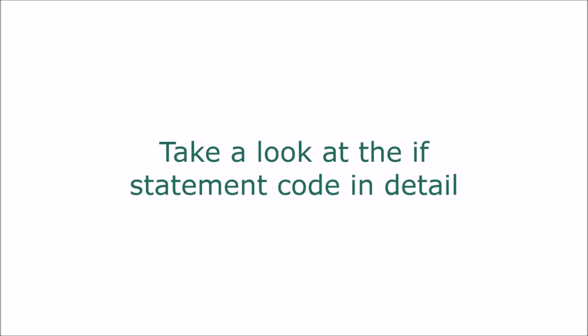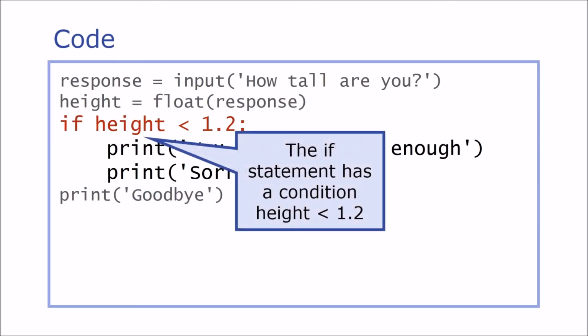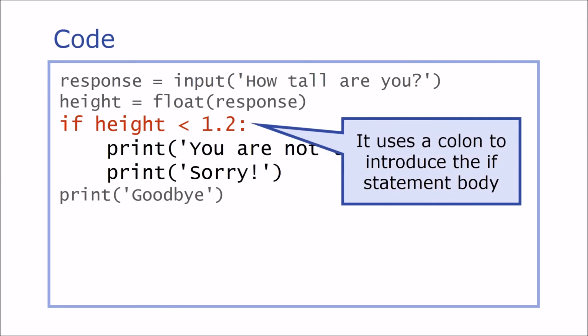Now we will take a look at the if statement in more detail. An if statement always has a condition. In this case the condition is that the height is less than 1.2. Notice that the if statement always ends in a colon character. This introduces the body of the if statement.